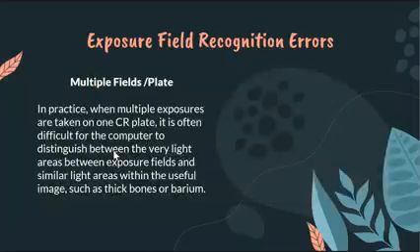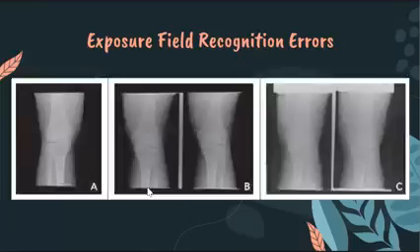It is often difficult for the computer to distinguish between the very light areas between exposure fields and similar light areas within the useful beam, such as thick bones or barium. So in this case, the computer struggles when there is more than one projection on one imaging plate. It is difficult for the computer to assess this area here.